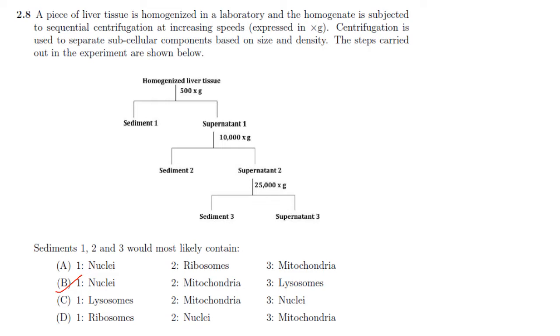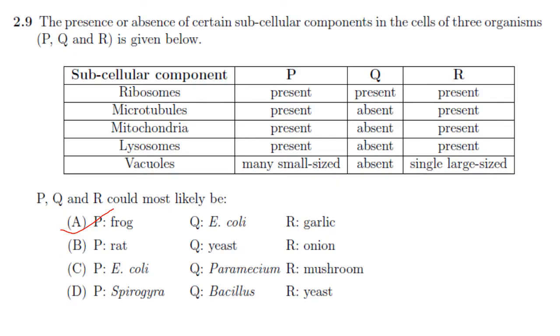Then at 10,000 G comes mitochondria, which will settle next to the nucleus, then ribosomes and lysosomes. And the third one will naturally be lysosomes, because there is no other option, with the first one as nuclei and the second one as mitochondria. So the third one will be lysosomes. So option B is correct.